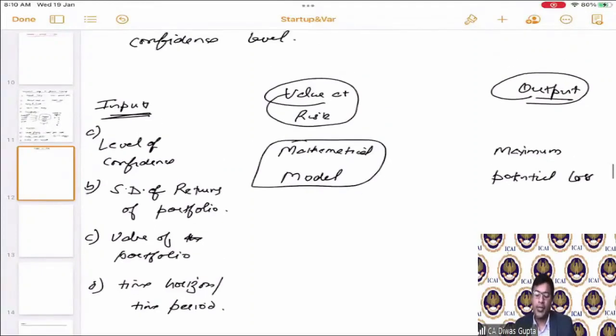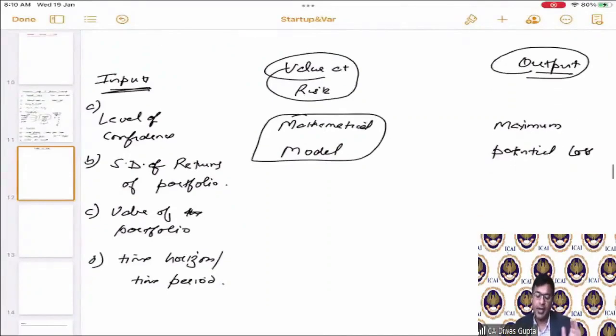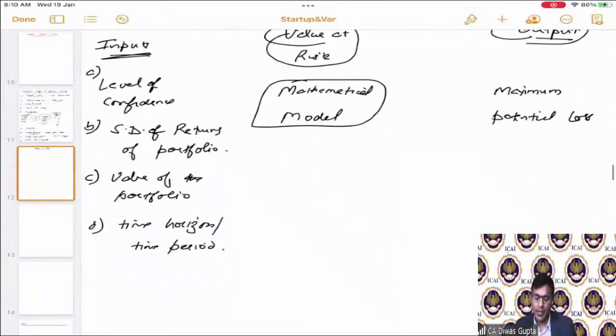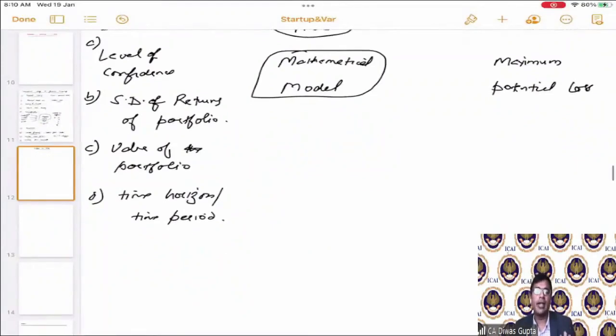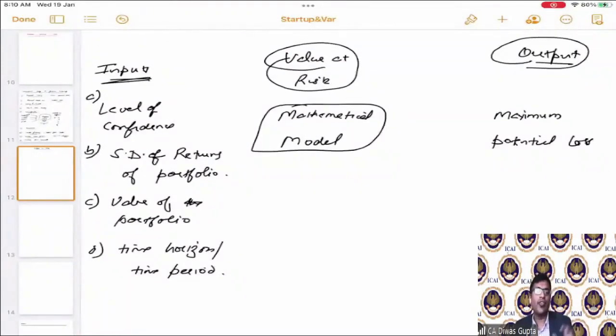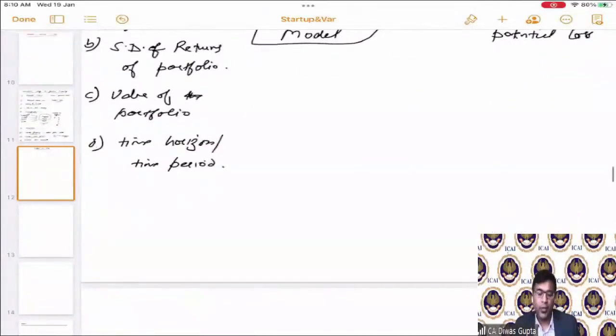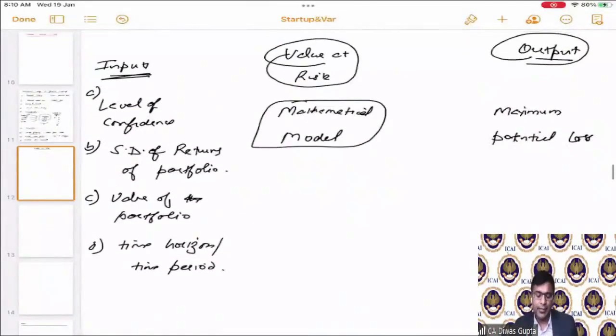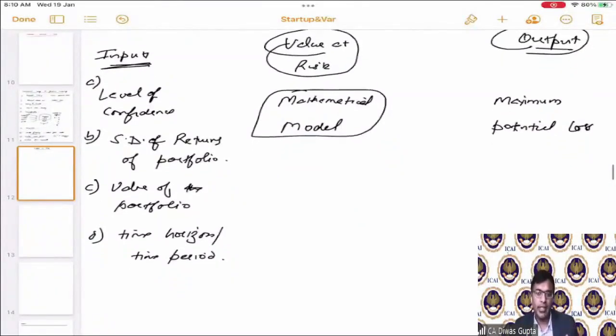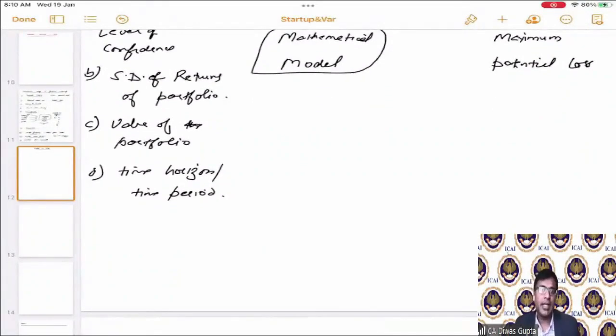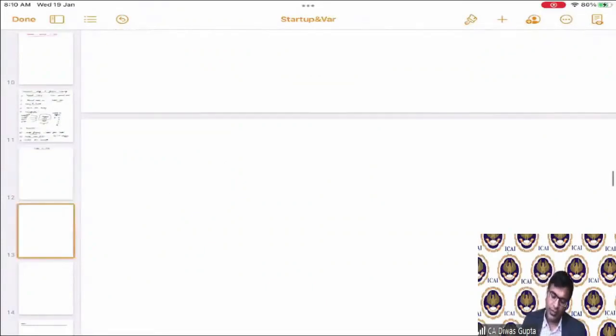Now, what types of input will it take? It will take the level of confidence, the standard deviation of returns, the value of that portfolio, and the time period. All these four or five things it will take into the mathematical model, and then it will throw a maximum potential loss as output. As of now, I have not even explained what these terms are, but I'm just taking an example, and then we will come back to the definitions.